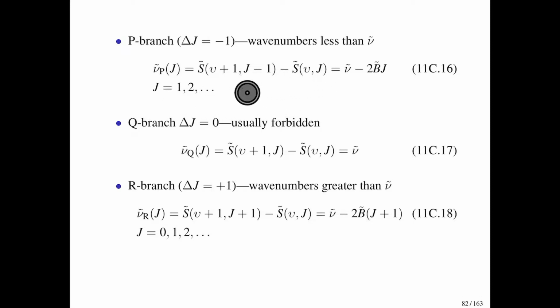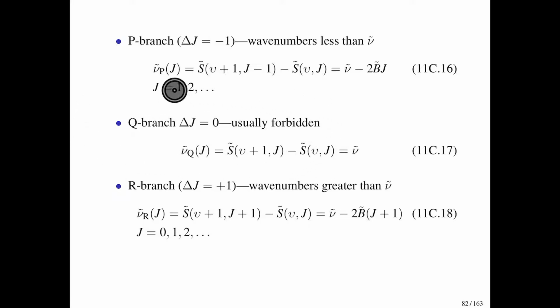So you plug in J equals 1. Actually, it should not start at J equals 1. No, it can start at J equals 1 because there's a J equals 0. So it would be a 1 to 0 transition, a 2 to 1 transition, a 3 to 2 transition, etc.